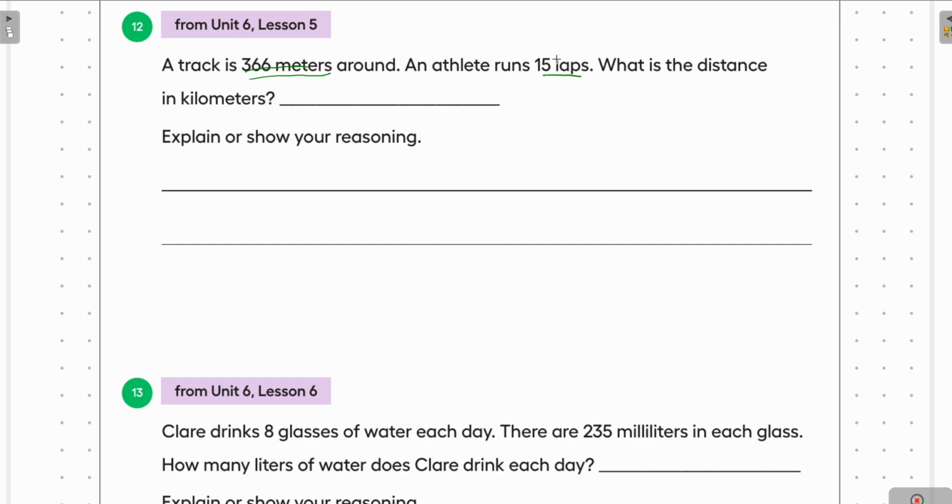366 times 15. Let me just remember that 1 kilometer equals 1,000 meters. Because whatever we get when we multiply this, we have to convert it into kilometers. So let's go ahead and do the multiplication. We got 366 by 15.